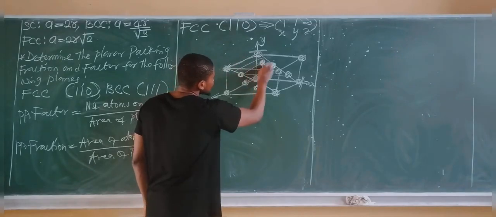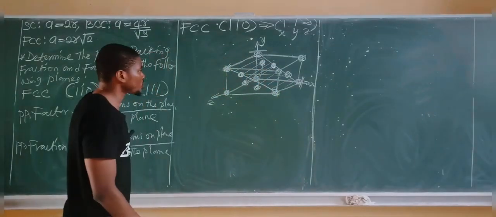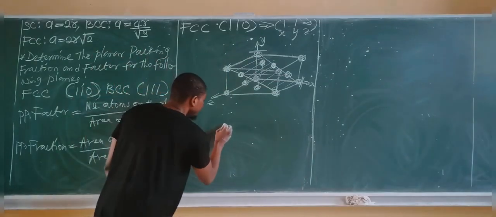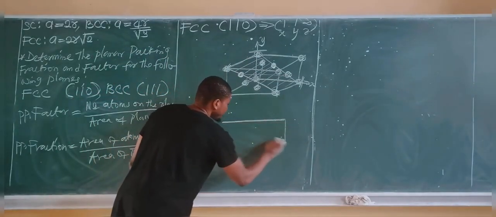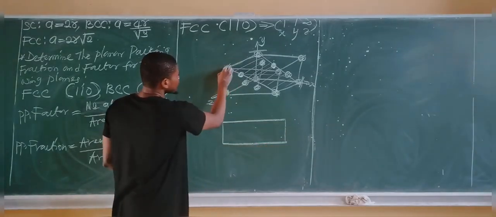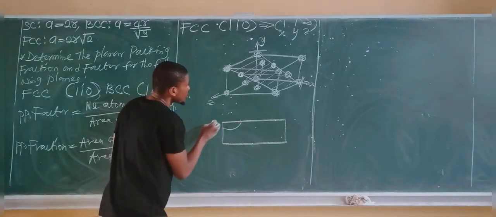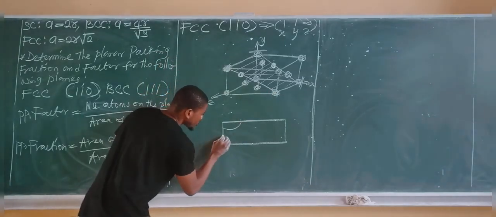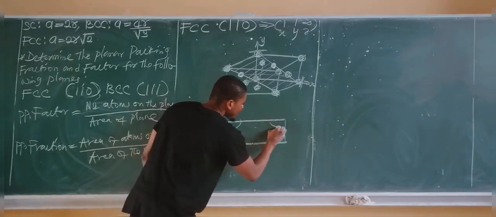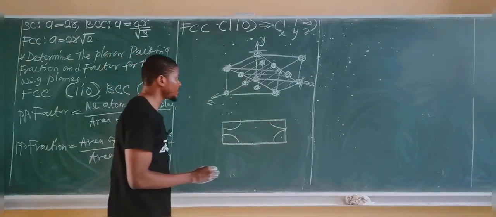This plane is rectangular in shape, so let's pull out this plane. We'll have something like this on the plane. Now remember that on each of the corners of the plane we have corner atoms. So we have a corner atom here, and also on this corner we have corner atoms.